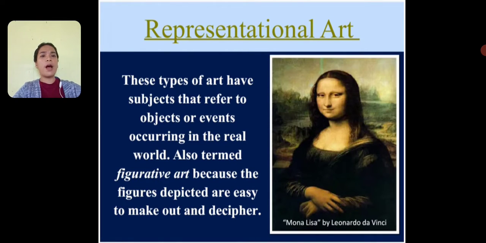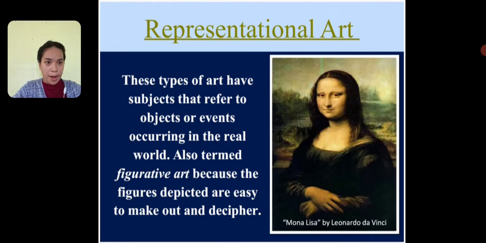This type of art has subjects that refer to objects or events occurring in the real world, and is also termed figurative art because the figures depicted are easy to make out and decipher. Representational art depicts any identifiable object or series of objects and their physical appearance in reality. It is also referred to as figurative art, being derived from a real object source.